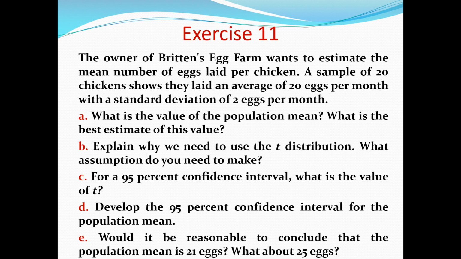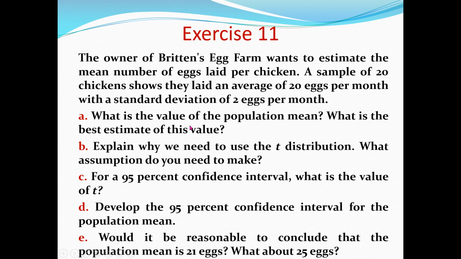So here is one example. Let's say the owner of Britain Eggs Farm wants to estimate the mean number of eggs laid per chicken. A sample of 20 chickens showed they laid an average of 20 eggs per month with a standard deviation of 2 eggs per month. So you can see that the population standard deviation is unknown and the sample size is small. So I am going to use the T distribution.